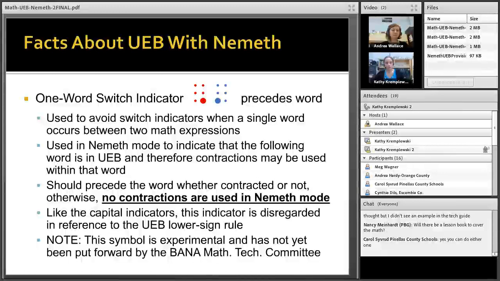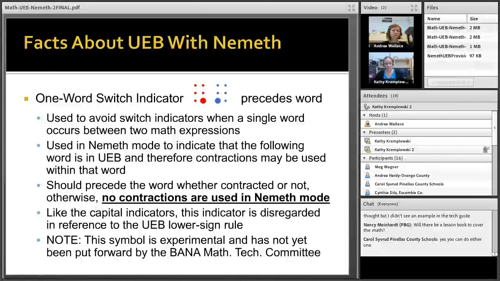It's used in Nemeth mode to indicate that the following word is in UEB, and therefore contractions may be used within that word. There was also a note in the guidance that it should precede the word whether contracted or not, and otherwise no contraction should be used when in Nemeth mode.